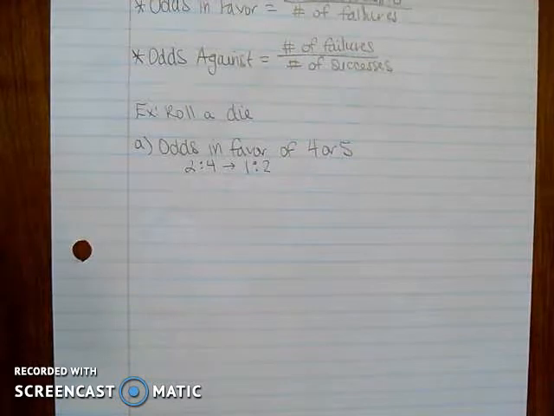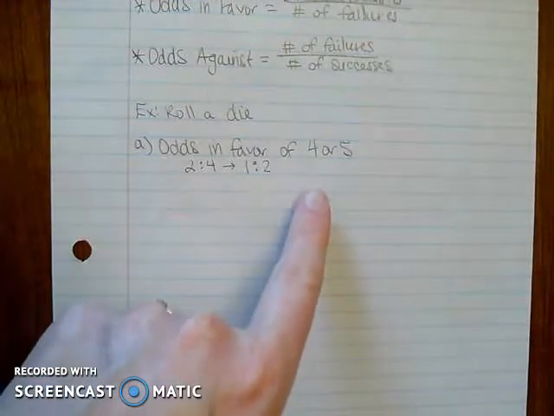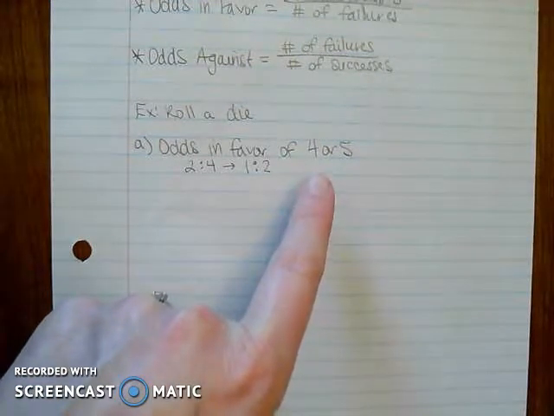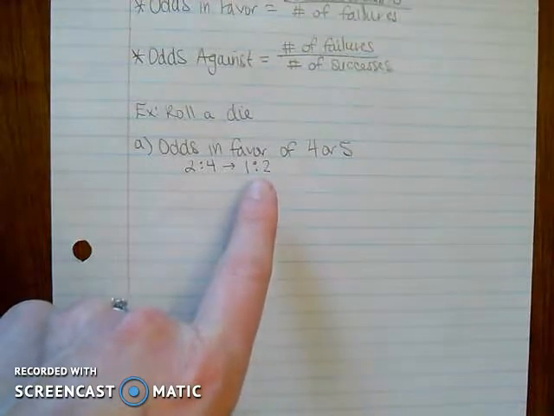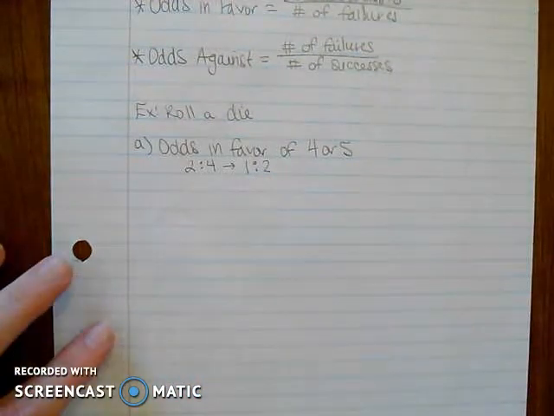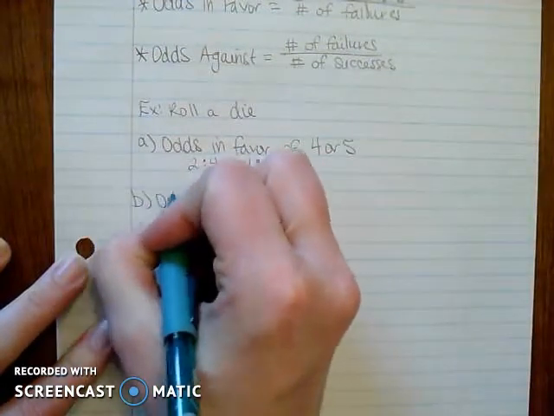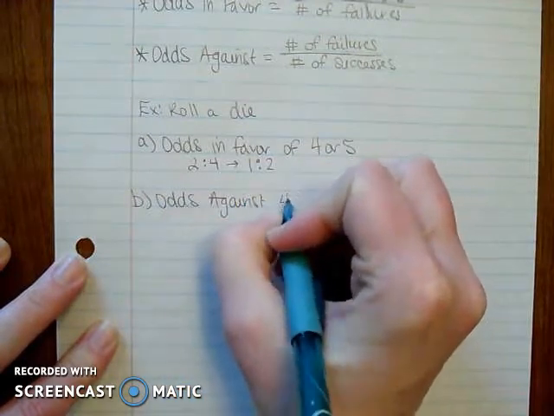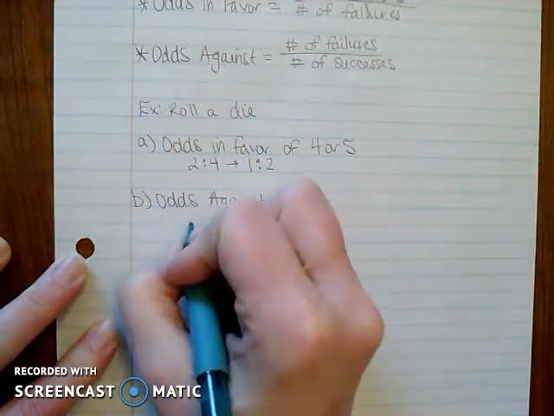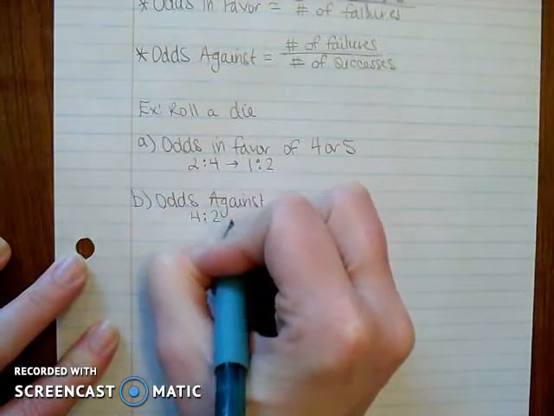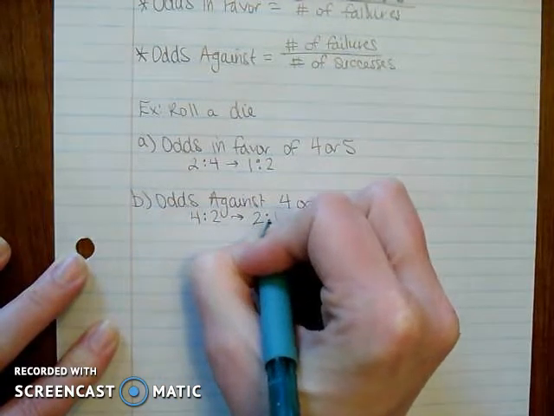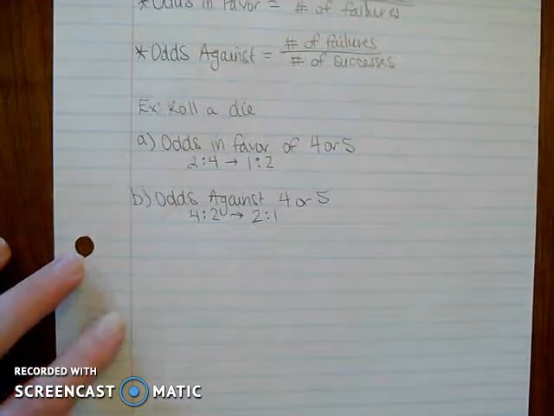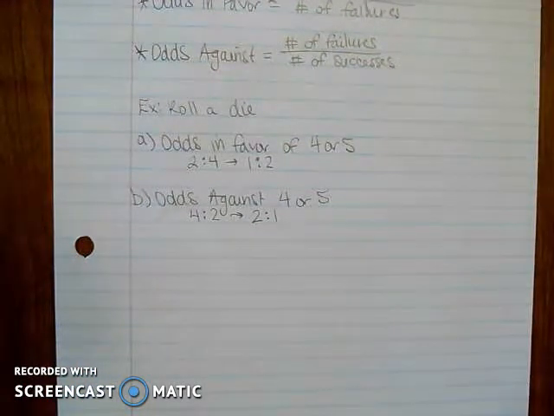Whenever you play the lottery or any sort of gambling, they give you the odds because odds looks better than probability. The probability of this happening was 1/3. The odds is technically 1/2 or 1 to 2. So odds usually look better. So that's odds in favor. If I wanted odds against 4 or 5, then it's just flipped. There's 4 that we don't want and 2 that we do want. So 2 to 1. Okay, so that's how you write out the odds.